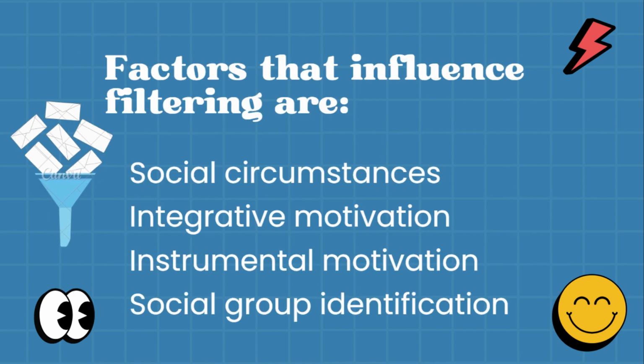Next are the factors that influence filtering. There are at least 4 factors that influence filtering. First, there is social circumstances. Second, integrative motivation. Third, instrumental motivation. And the last is social group identification. I will discuss the social circumstances in the next slide.